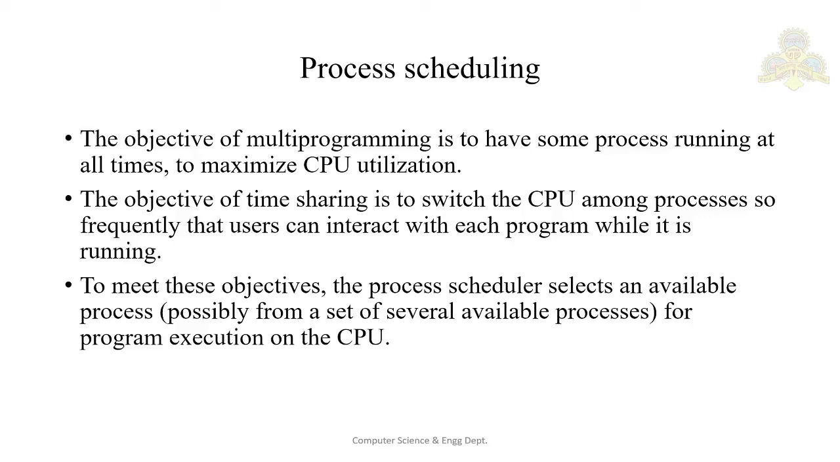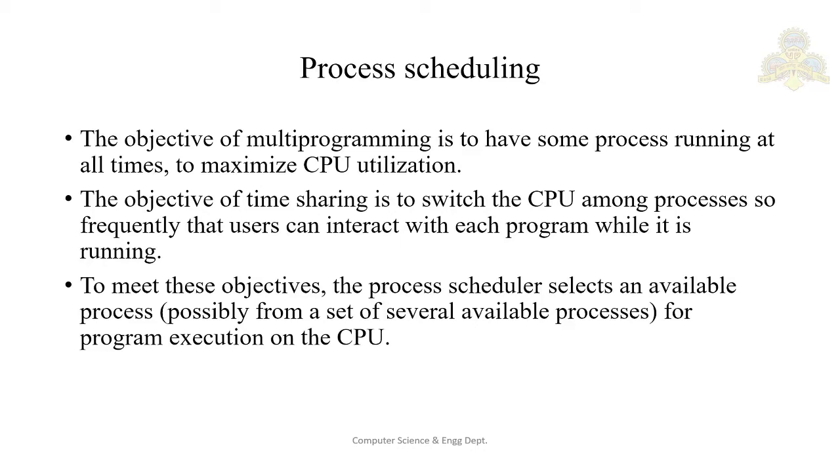In the last class we had seen about the process, its content, PCB, then about threads. So today we're going to start with process scheduling. The objective of multi-programming is to have some process running all the time. Why? Because to maximize the CPU utilization.